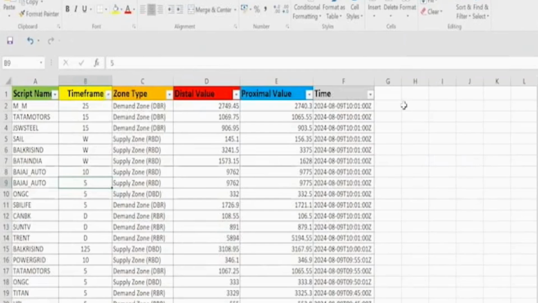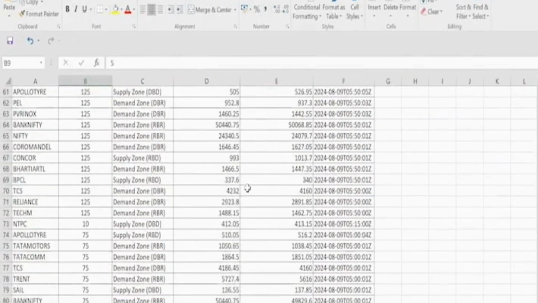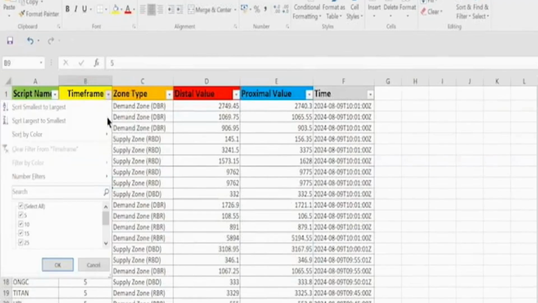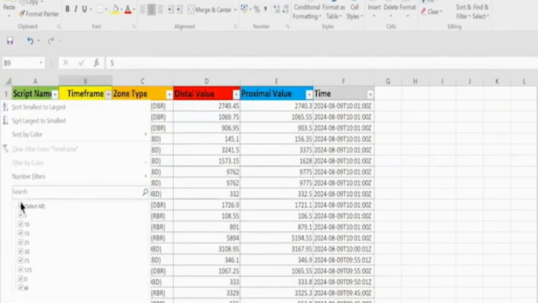Friends, are you seeing an Excel file on the screen? So this is the alert for the last trading day starting on different time frames. But as a swing trader, I will not focus on small time frames. I'll look at only, let's say, the 125-minute chart. So I'll select only the 125-minute alerts.